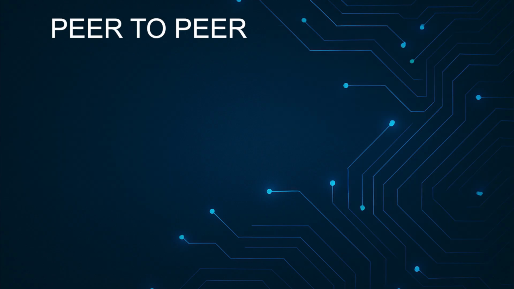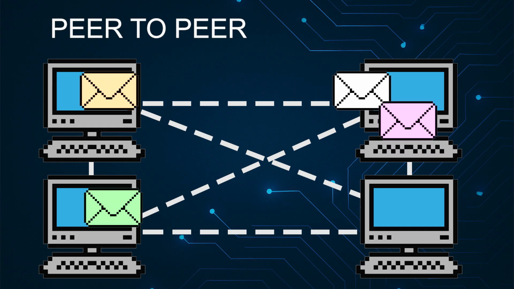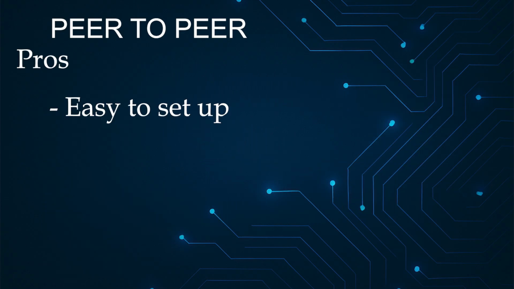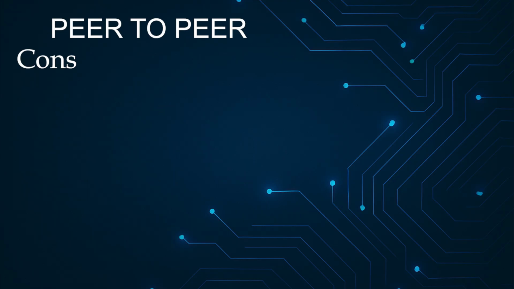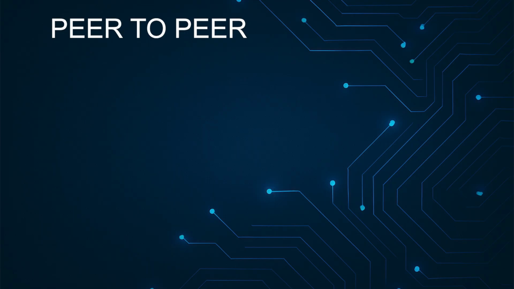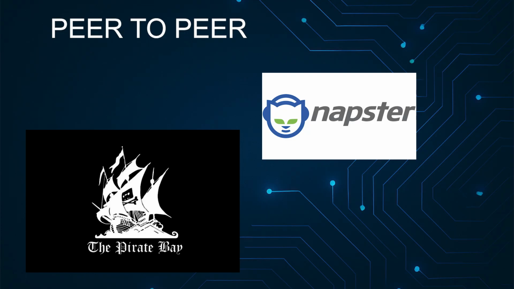as the client. Peer-to-peer or P2P networks are structured with each device being the peer, acting as both client and server. Peers share files and resources directly with each other. The pros: easy to set up, cost-effective, no need for expensive hardware. Cons: less secure, harder to manage, and doesn't scale very well. Some examples would be torrent sharing, small home networks, and early file sharing apps like Napster.